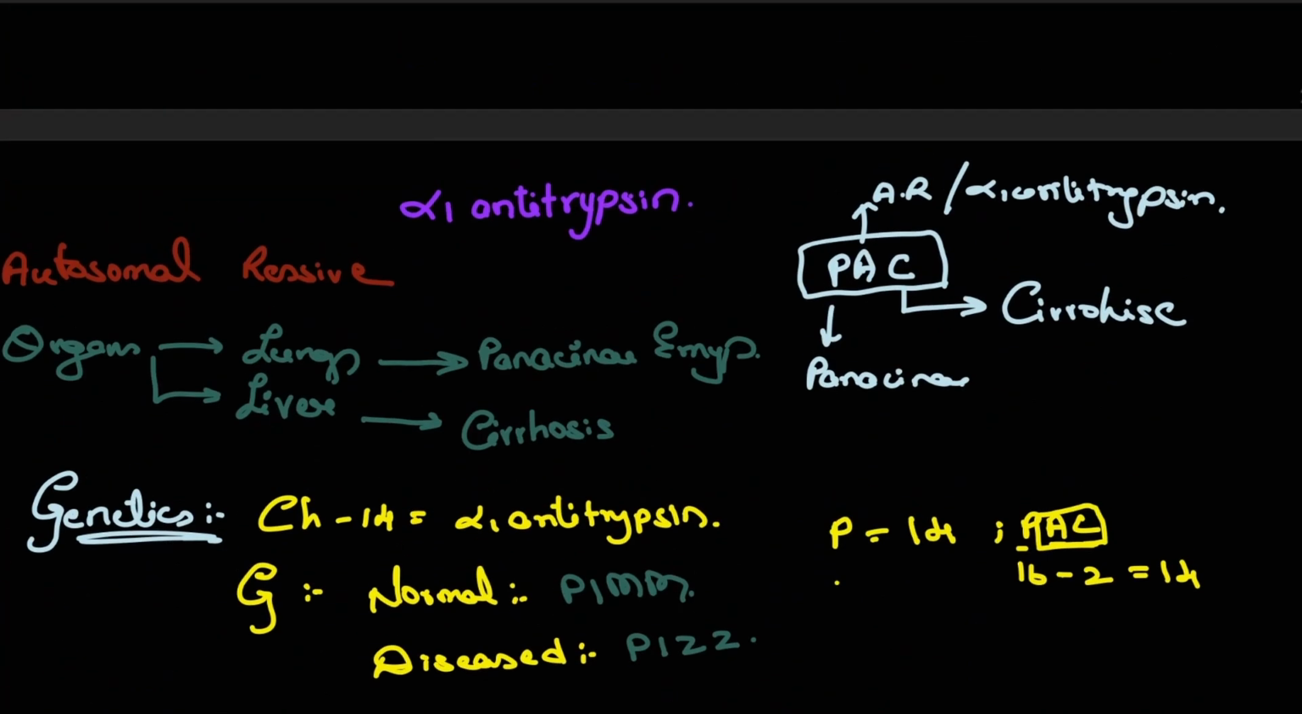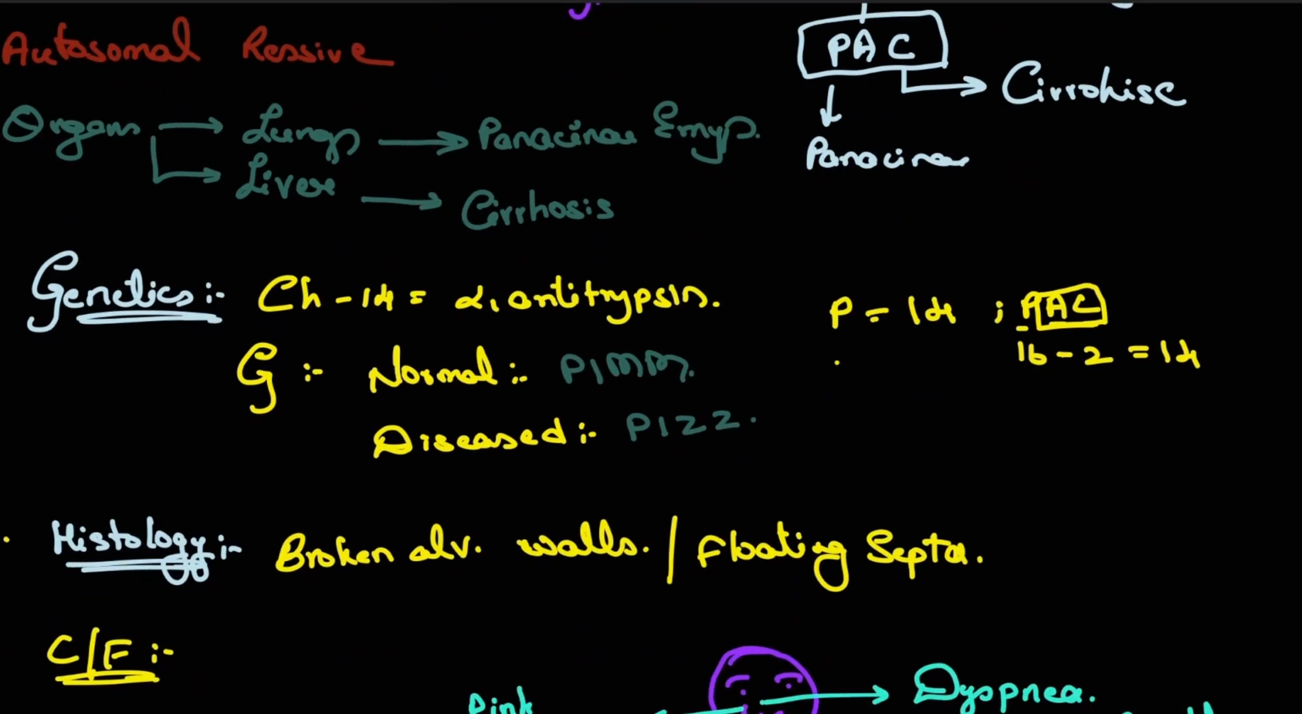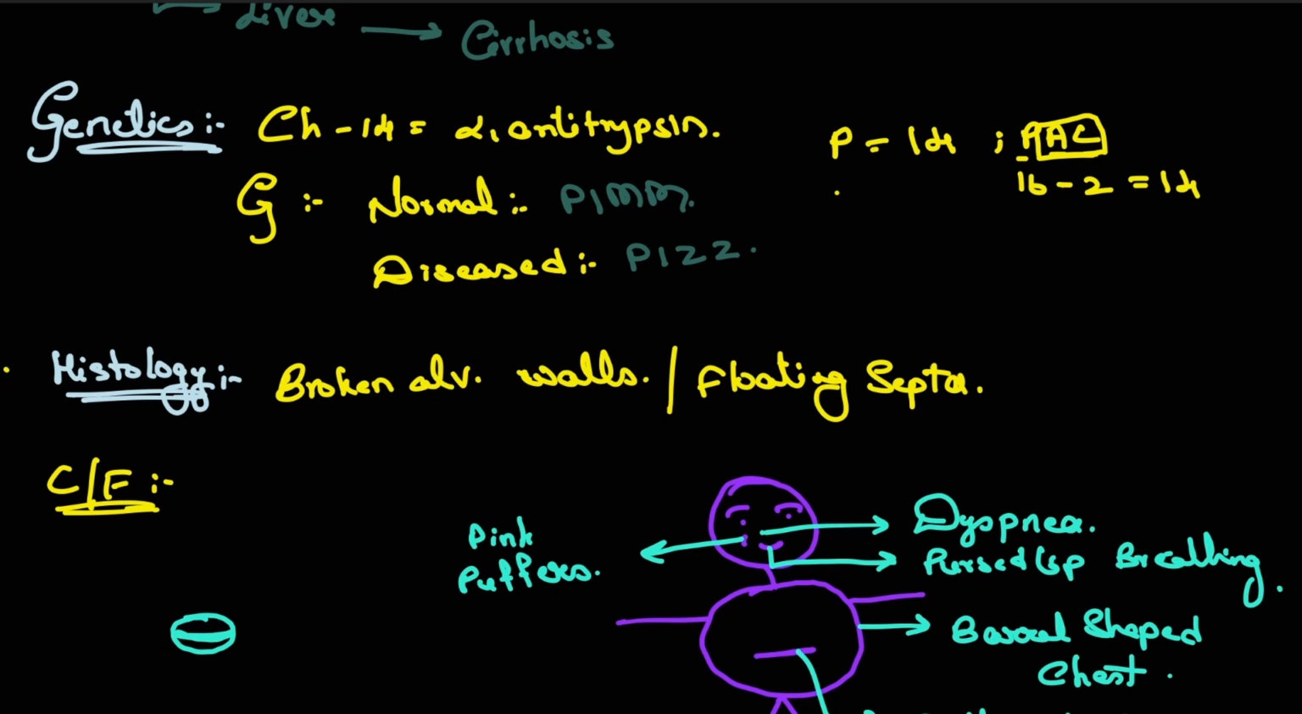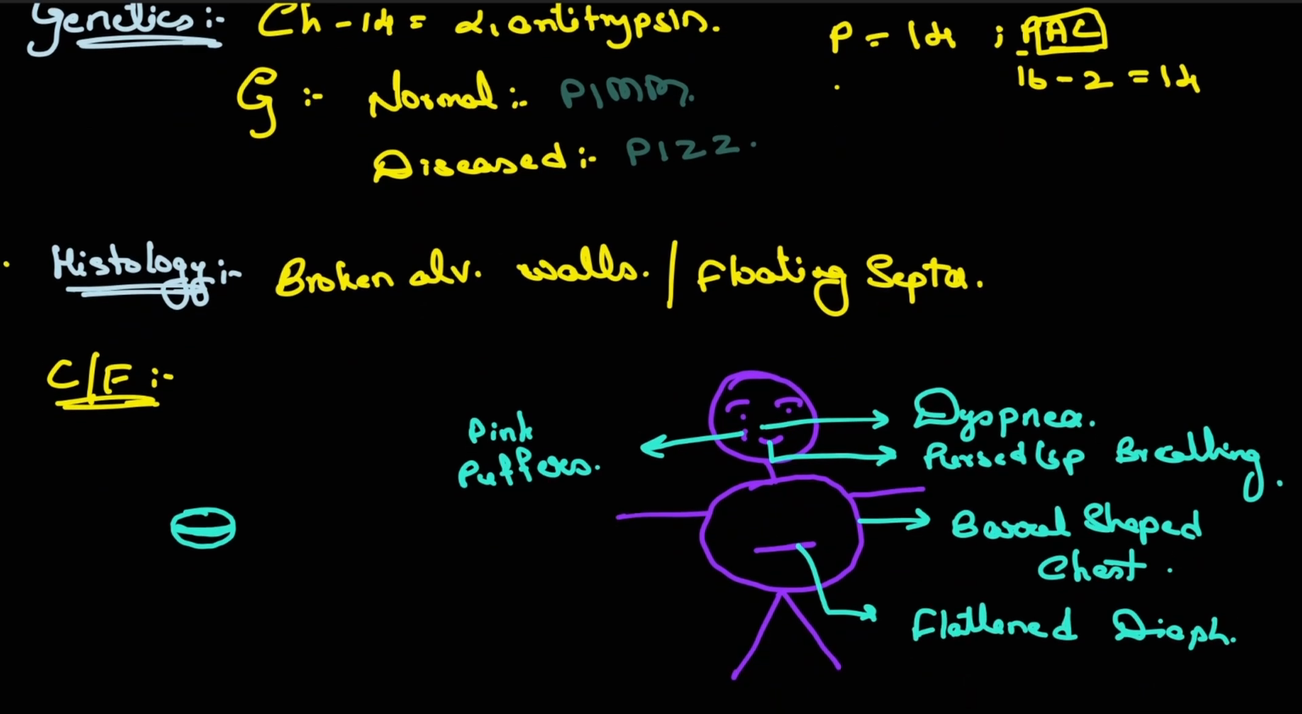So let me summarize it. Autosomal recessive, two organs are affected, and the gene affected is on chromosome 14. Normally it may contain PIMM gene, and in an abnormal person you can see PIZZ gene, and histologically you can see all broken alveolar walls.